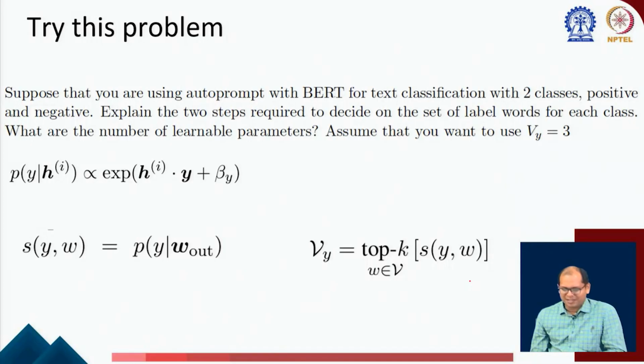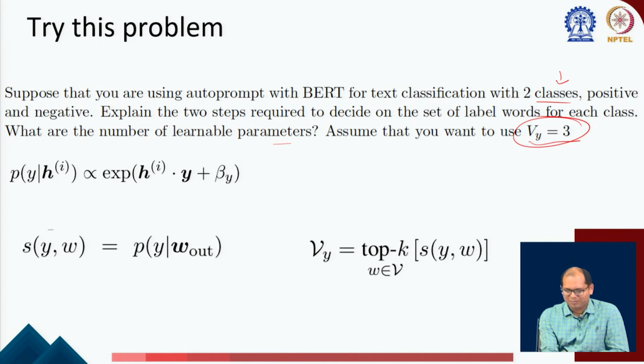You can try this problem. Suppose you are using this auto prompt with BERT for text classification with two classes, say positive and negative. Now, what is the number of learnable parameters? Assume you use Vy equal to 3. Let's not worry about explaining, but suppose you want 3 top words and you have 2 classes. What is the number of learnable parameters?